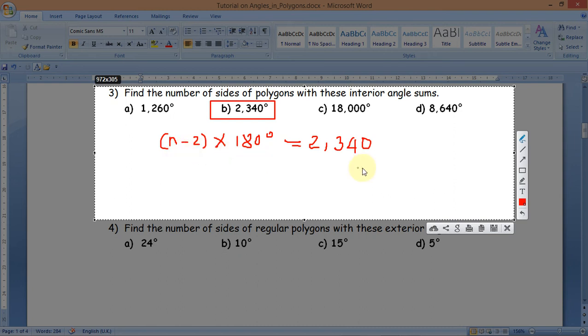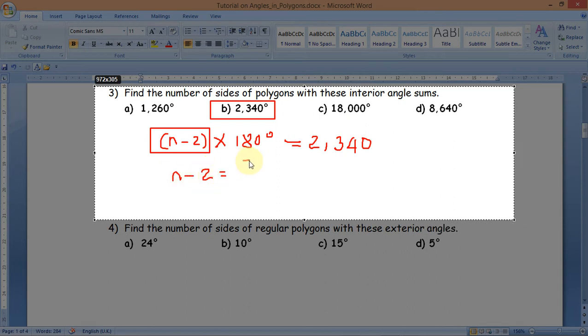Now, since you want to make n the subject of the formula, you retain it on the left hand side. So we are going to divide both sides by 180. So I have n minus 2 equals 2340 divided by 180. I need to use my calculator to complete that first before I go ahead with the next term. So 2340 divided by 180 gives me 13.